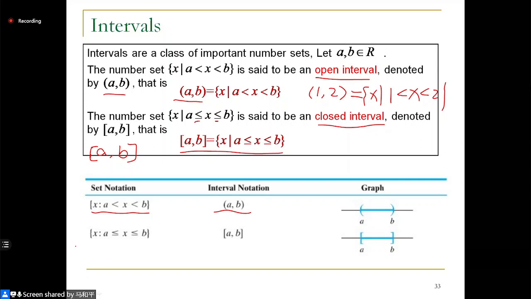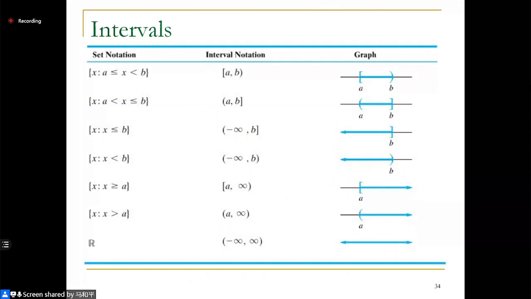An open interval has a graph like this, and this is the set notation. We can also write a closed interval like this, and we give the graph like this. This is open, this is closed, right? And here is the set notation. We notice this is greater than or equal to, right? So the interval and the set, we write them differently, and the graph also.